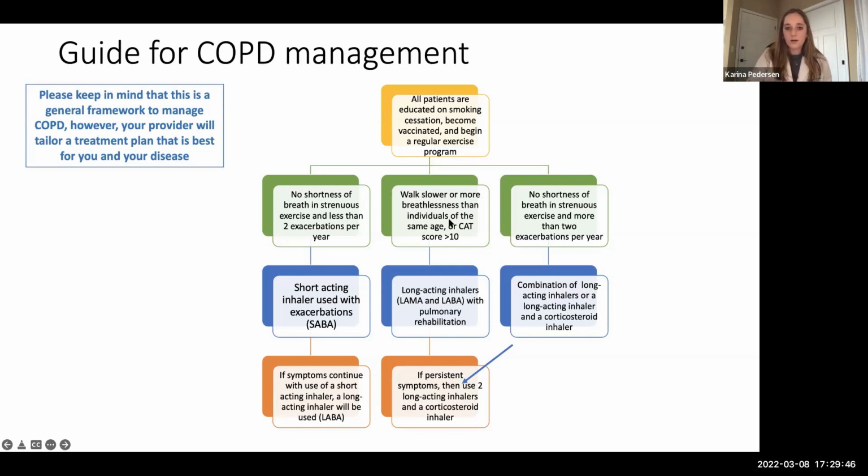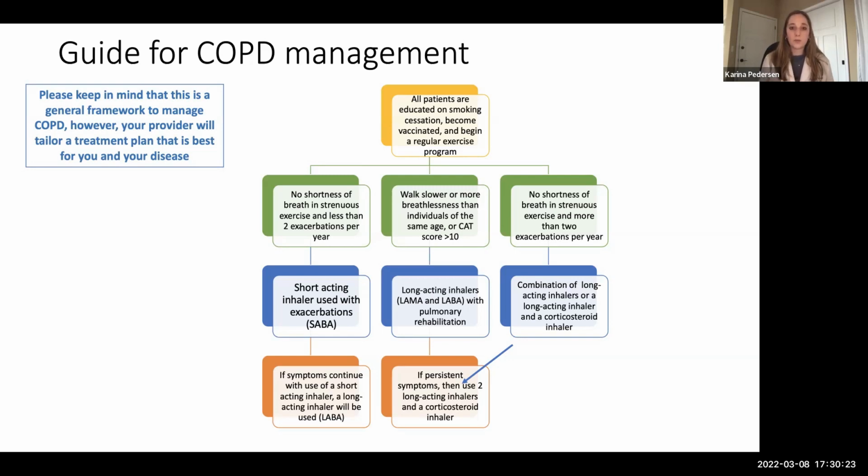So in the middle is more severe symptoms. If you notice that you walk slower or you're more breathless, that you have more shortness of breath than individuals of the same age, maybe your spouse or one of your friends, or your CAT score is greater than 10. We talked about the CAT score earlier. Physicians will often give you a long-acting inhaler to take every day. Most likely that's going to be in the morning, you're going to take your long-acting inhaler and also be given some pulmonary rehabilitation.